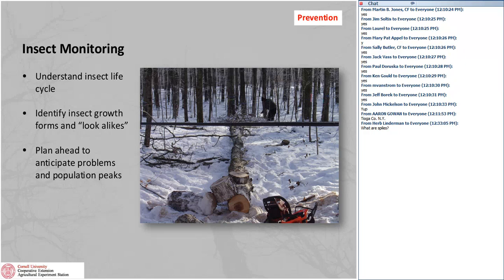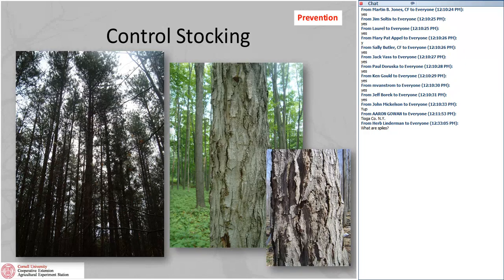Another very easy way, it takes a lot of work, but it's a fairly straightforward approach to reduce the risk that your forest has for stress agents is to control stocking. And stocking, just as if you're talking to a cattle rancher, is the number of organisms per unit area. So we're talking about trees per acre, or more specifically, basal area per acre combined with trees per acre. If your forest is overstocked, the trees are competing for resources. If they're competing for resources, they're less thrifty.